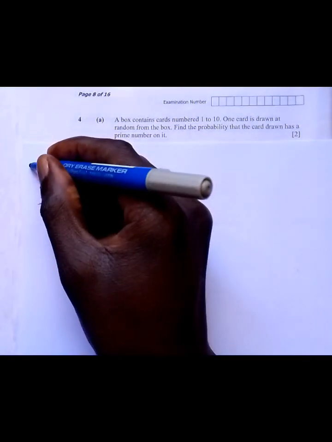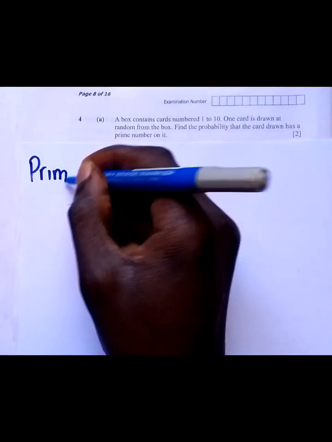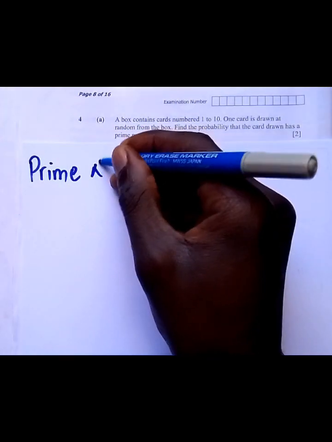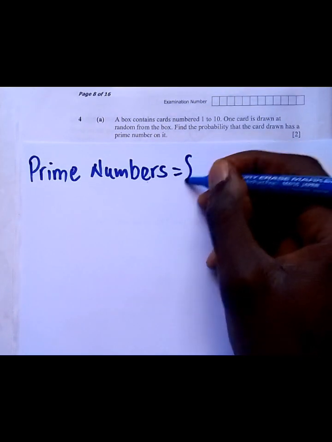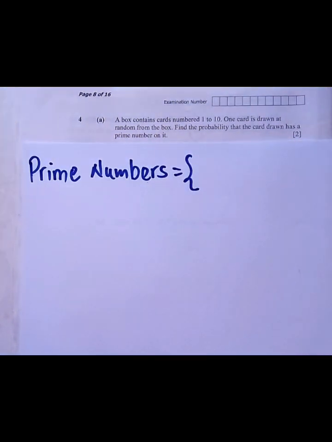So to work out the probability that the card drawn has a prime number on it, first of all, we'll start with identifying the prime numbers that are in the range 1 to 10. Okay, so the definition for prime numbers is that these are just numbers that are divisible by 1 and itself. So in short, these are numbers that have two factors only.